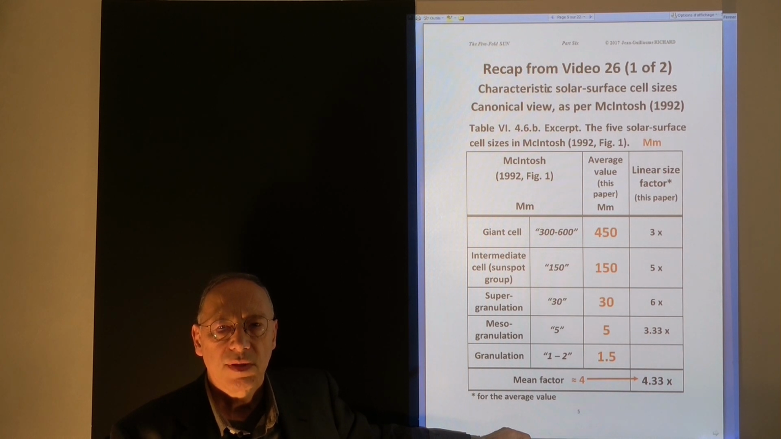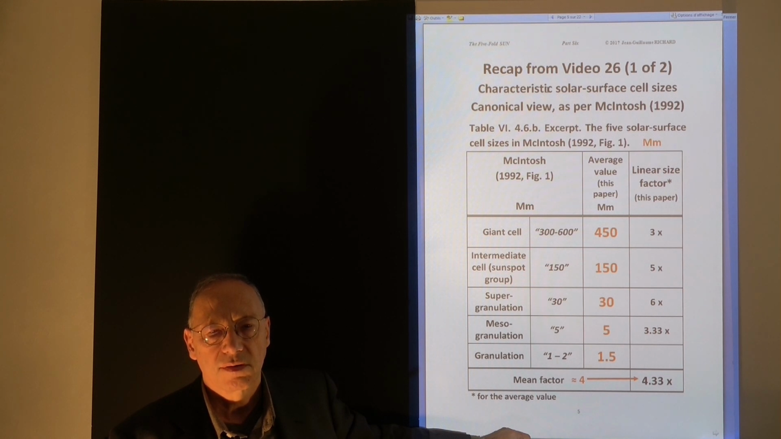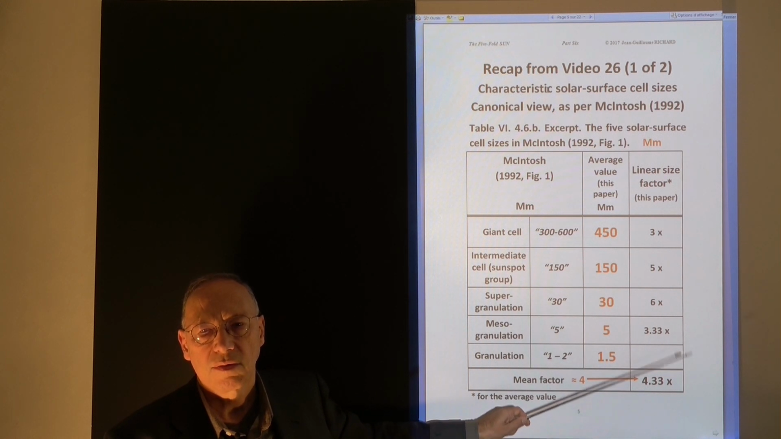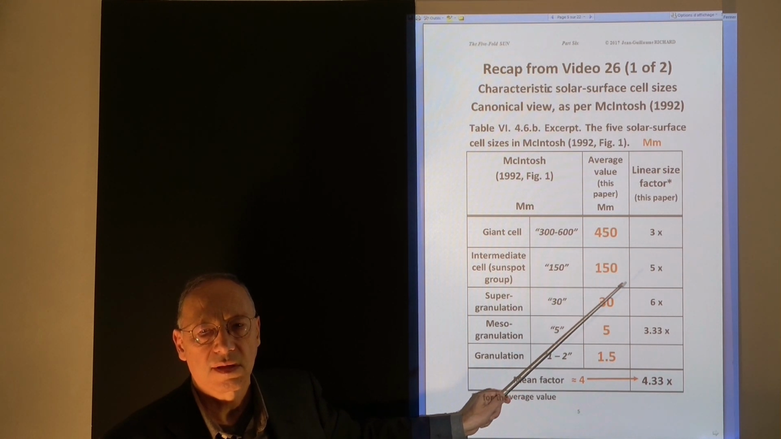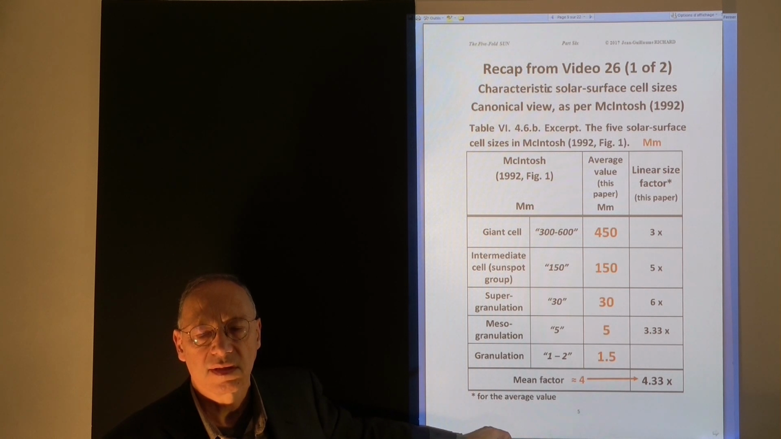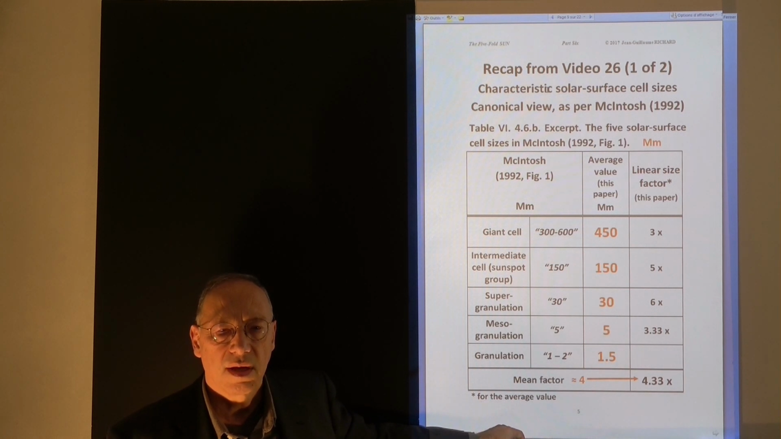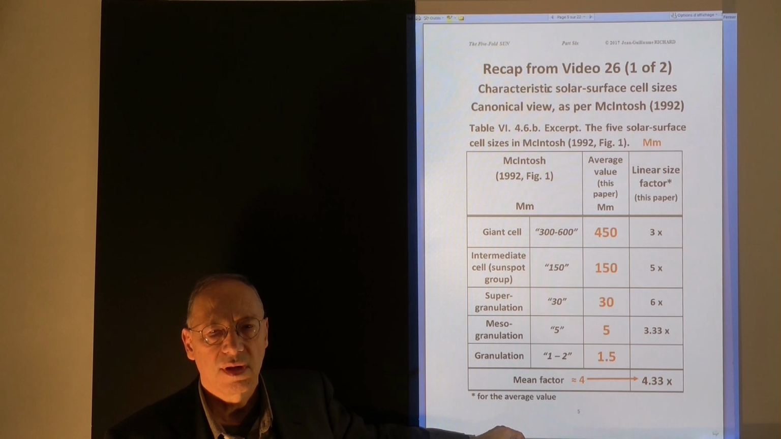In video 26, we saw that the accepted hierarchy of solar surface cell sizes was given, for instance, by Mackintosh in 1992, the author of the canonical Mackintosh classification of sunspot groups. And we saw that this hierarchy of cell sizes amounts to a scaling factor of approximately 4.